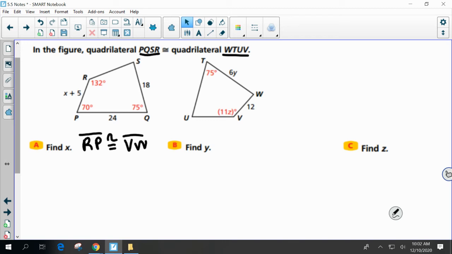RP is the 4th letter and then the 1st letter. So go over here and you do the same thing, 4th letter and then the 1st letter. So it's going to correspond with VW, which is 12. So RP equals X plus 5, and we would set that equal to 12. Okay, and then how would I solve for x? Subtract 5 from both sides. So x would equal 7.